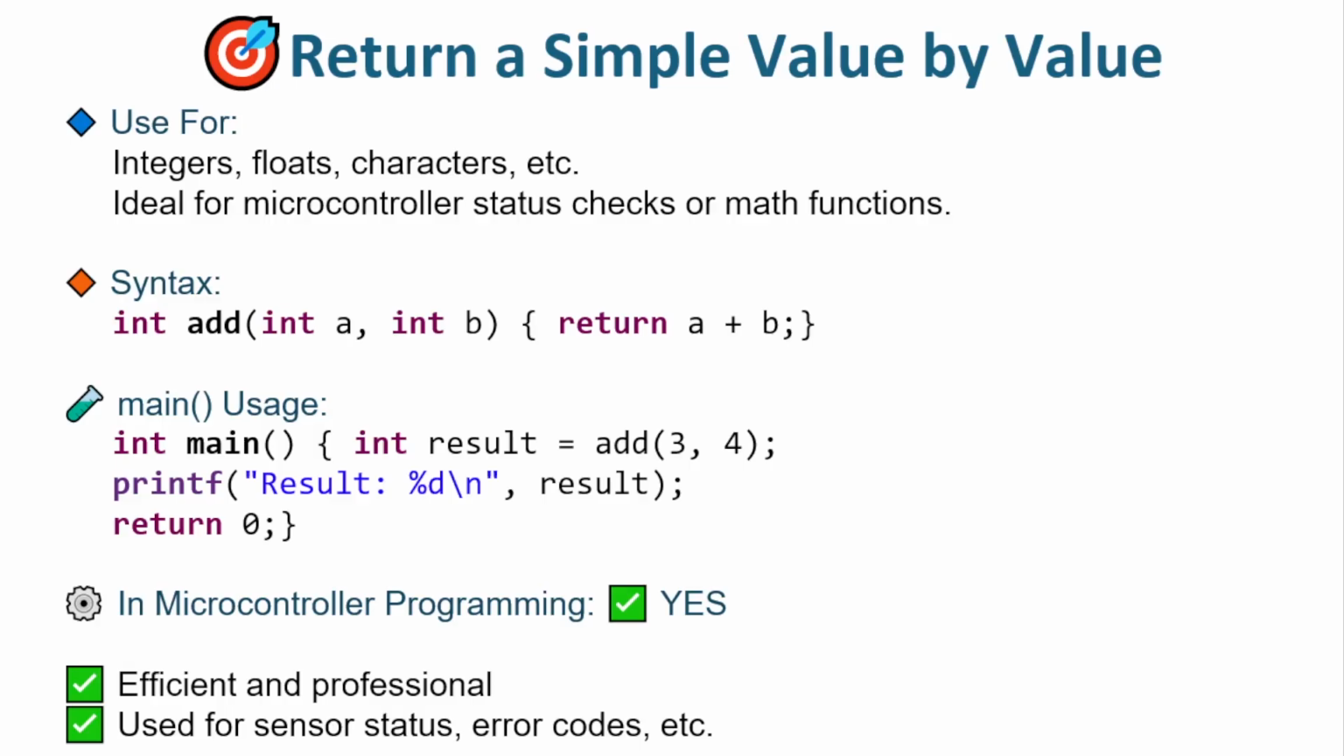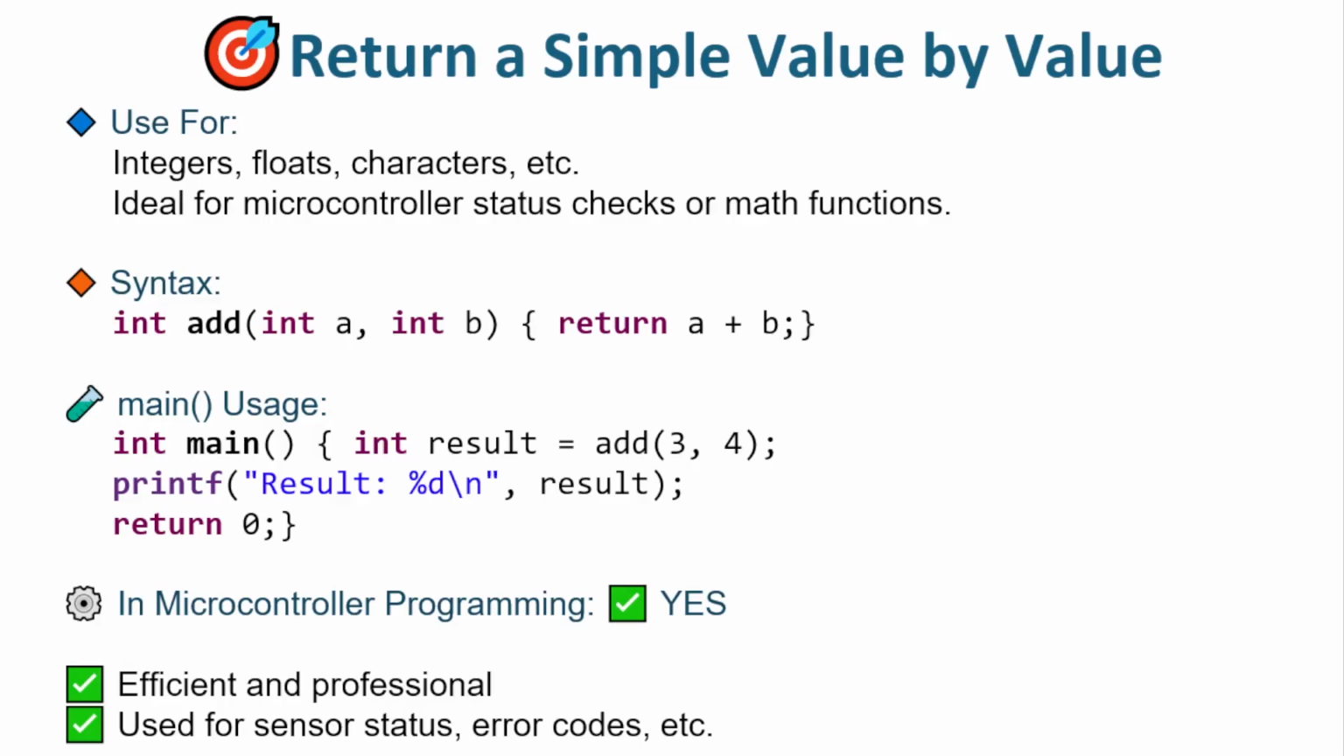Imagine we have a function that adds two integers and returns the result. Here, the function simply produces a new value and sends it back to the main program. Example code. In the main function, we can insert this return value in a variable and then print it. This method is also widely used in microcontroller programming for tasks like checking sensor status, performing math calculations, or returning error code.